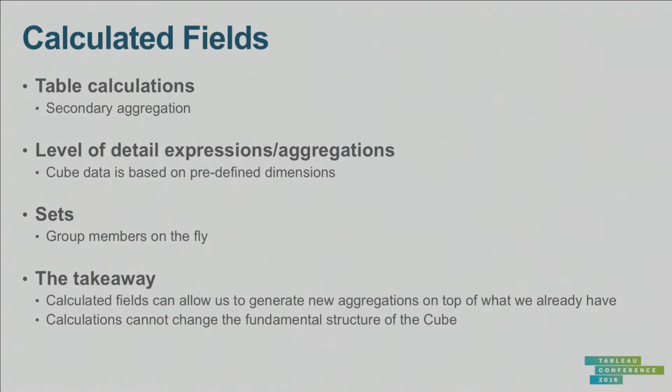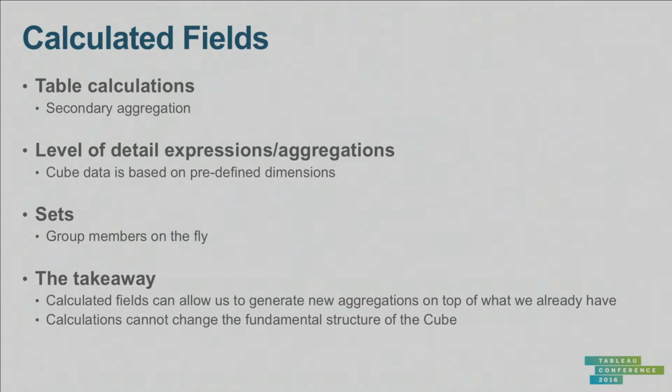So while our normal tools to change aggregation won't work on the cube, table calculations will. And that means that we can do some really interesting stuff using, for example, year-over-year growth, running total, any of our table or quick table calculations to do secondary aggregations on top of the table that's visualized in the view when we're working with a cube.